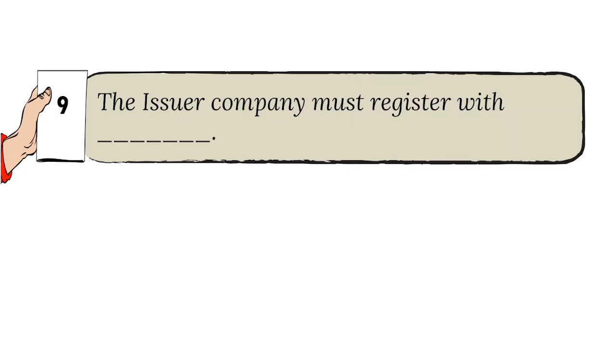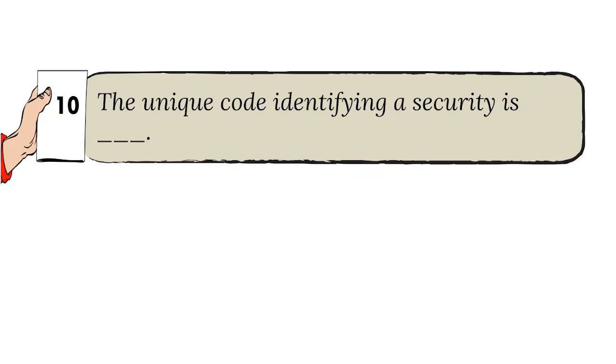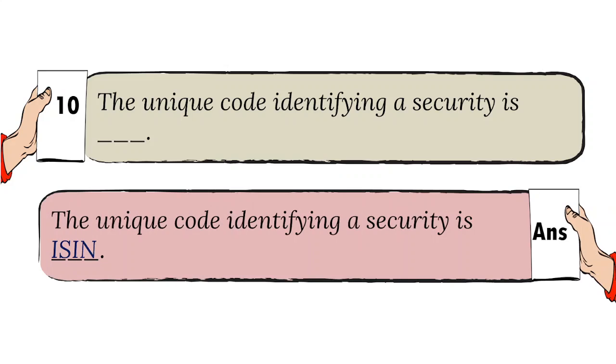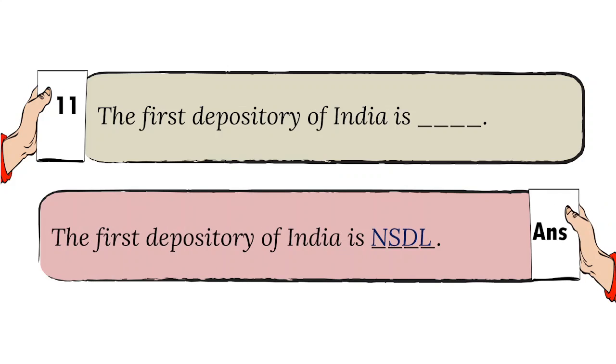9. The issuer company must register with dash. And the answer is depository. 10. The unique code identifying a security is dash. And the answer is ISIN. 11. The first depository of India is dash. And the answer is NSDL.